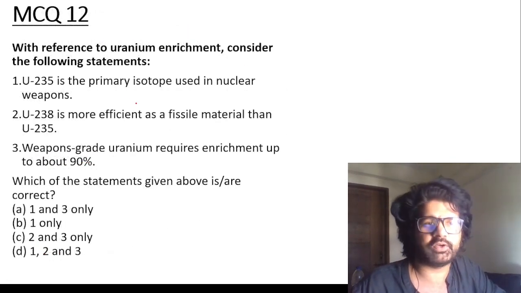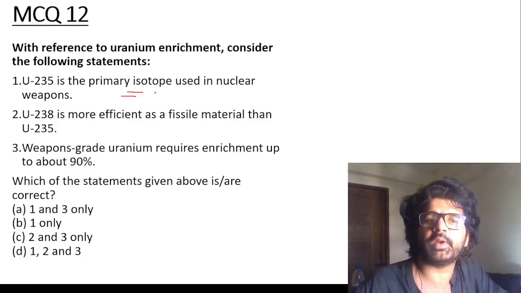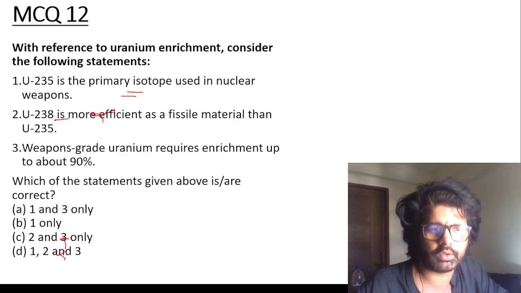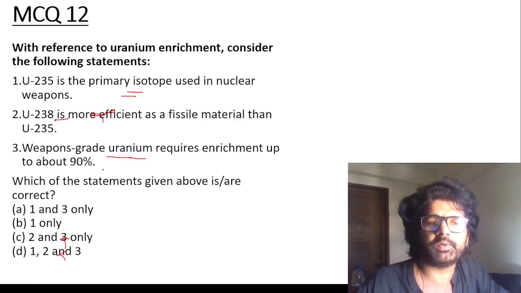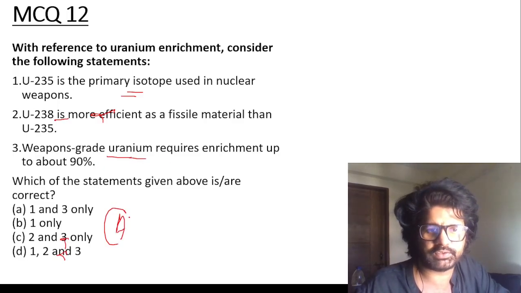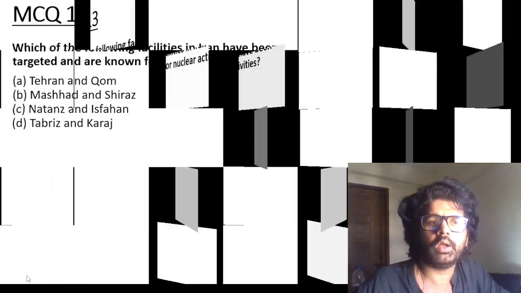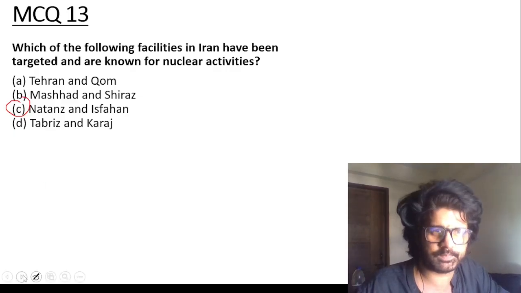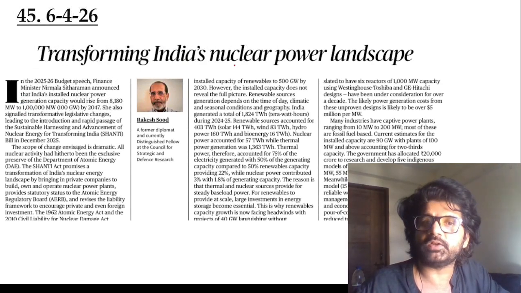With reference to uranium enrichment, consider the following statements. U-235 is the primary isotope used in nuclear weapons. U-238 is more efficient? No, less efficient. Second is wrong, gone. Weapon grade uranium requires enrichment up to 90%, correct. So the answer is A. Which of the following facilities in Iran have been targeted? Natanz and Isfahan. C.